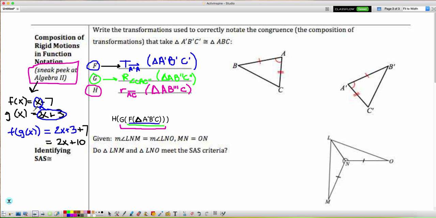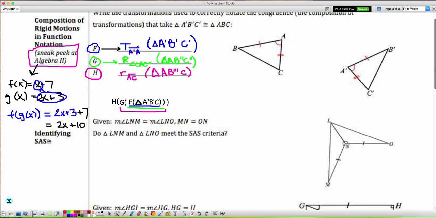Just a heads up, but that's really the same notation we used here. We said f of g, this is h of g of f, right? So again, a composition. If that didn't make a whole lot of sense to you, don't freak out about it. You will see it again next year in Algebra 2, but I just wanted to give you a sneak peek of it today.